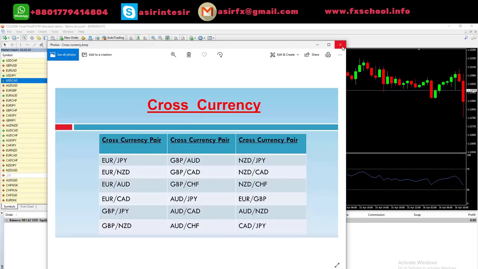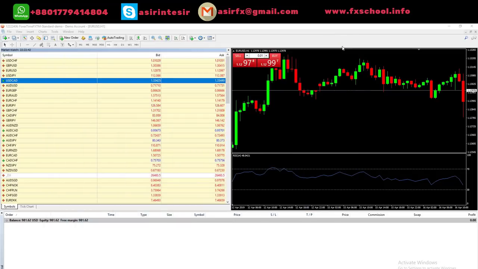Now I am going to tell you that in the world every currency has some relation with other currencies. Sometimes this relation becomes positive, sometimes it becomes negative. So first I am going to show you the negative correlation between currency pairs.